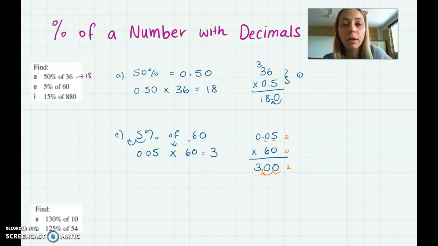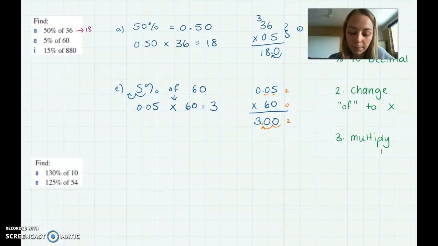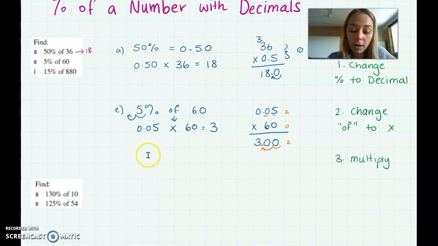So what we are doing, firstly, we change the percent into a decimal. Secondly, we change of to times. Thirdly, we do our decimal multiplication. Notes along the side there. Step 1, change percent to a decimal. Step 2, change of to times. Step 3, multiply. I'm going to pause now, and I would like you to try I by yourself.